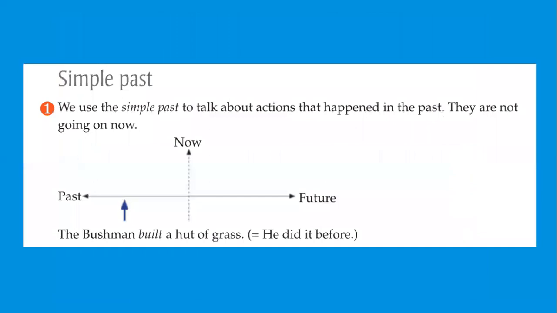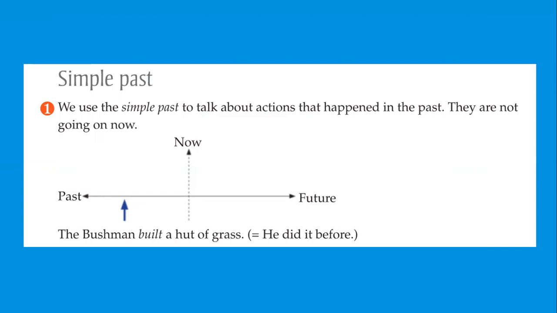Now, what is simple past? Now, see what is the difference between simple past and present perfect tense, that we are going to understand in this chapter. So, first we will get clear with simple past. Simple past means we use the simple past to talk about actions that happened in the past. They are not going on now. So, whatever things are already done, whatever things already happened, and which are not going on at present, that is simple past. So, between past and future, there is present, that is now.